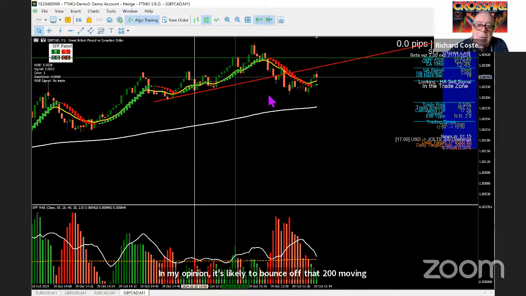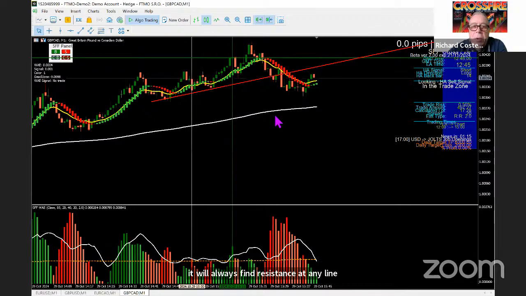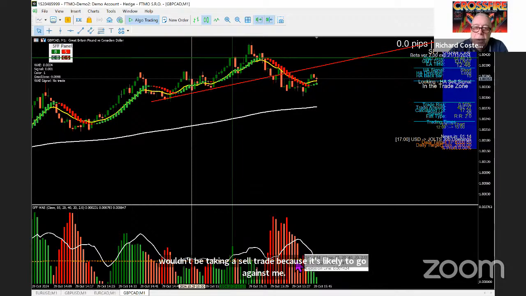But my overriding thought is that it's going to get down there and then the buyers are going to want to push it back up again. It will always find resistance at any line. So the red trend line is a resistance point. The white moving average is also a resistance point. So when price is close to that 200, I wouldn't be taking a sell trade because it's likely to go against me.